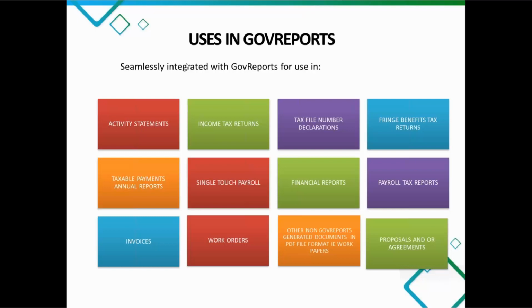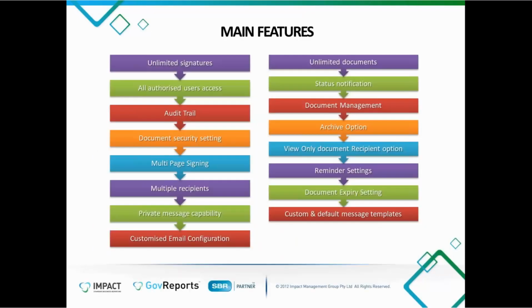So whether it's an activity statement, a tax return, or an STP, even proposals and agreements, it's now incorporated into GovReports and the digital authentication process. You can also send your own documents for digital signature and store them in GovReports as well. It's unlimited: unlimited signatures, unlimited documents that you upload into the system to send off.